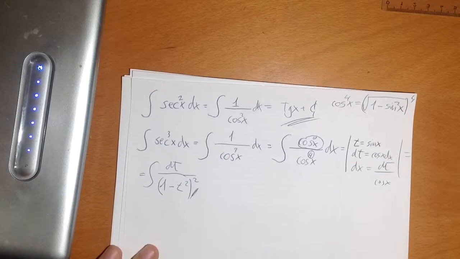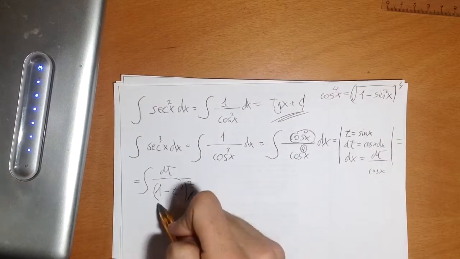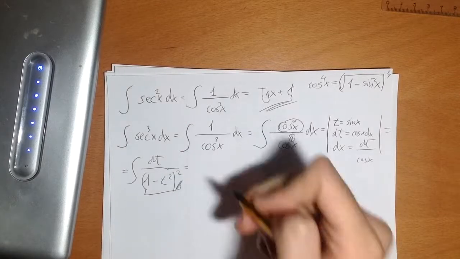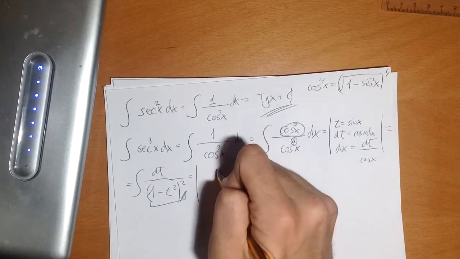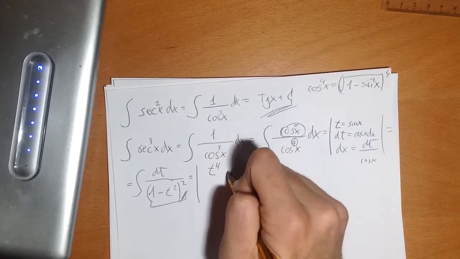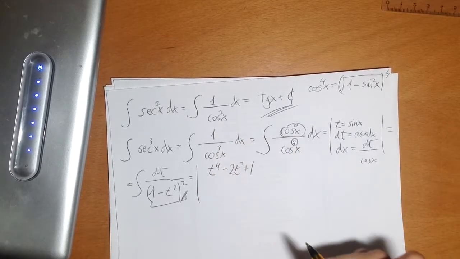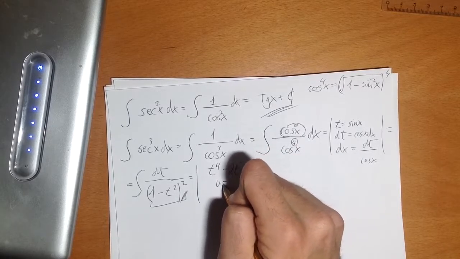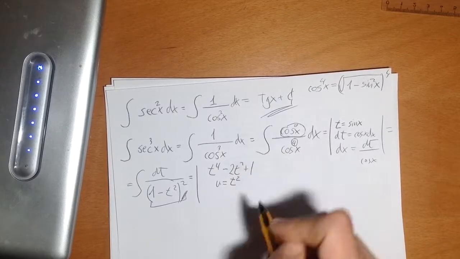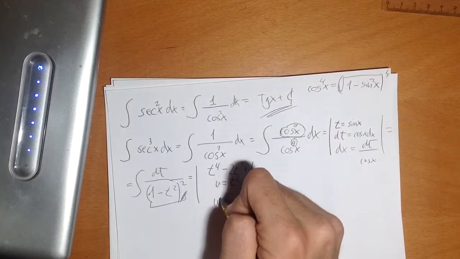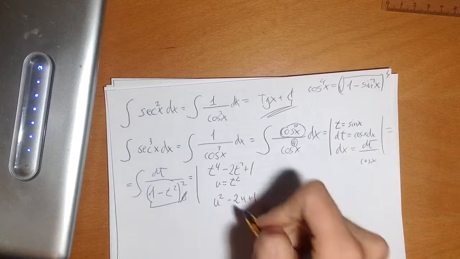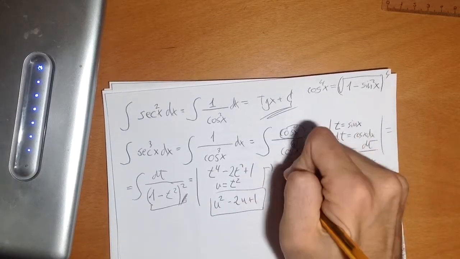So we're doing good. Now we're going to factorize this, and I'm going to do it slowly because it seems quite straightforward, but just in case. We have t to the fourth minus 2t squared plus 1. I'm going to do the following change just to make it easy: t squared equals u. So now we have u squared minus 2u plus 1. And we're factorizing this again.